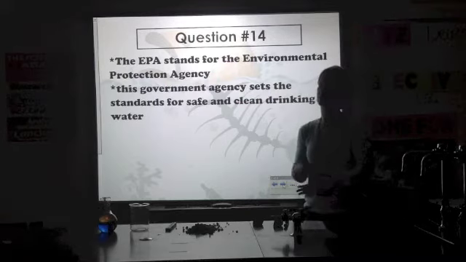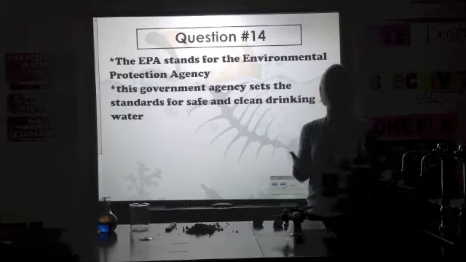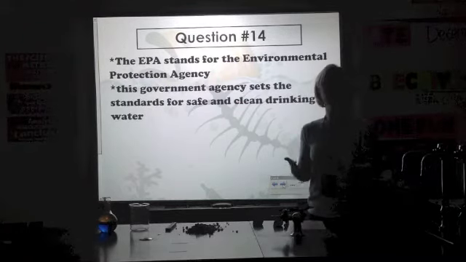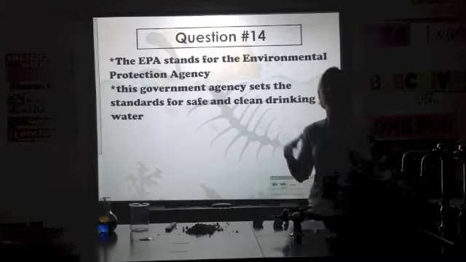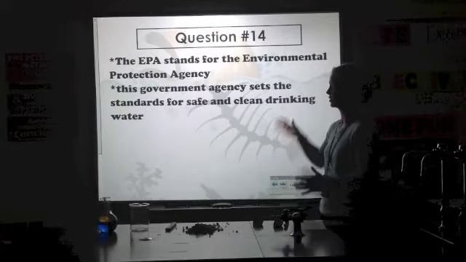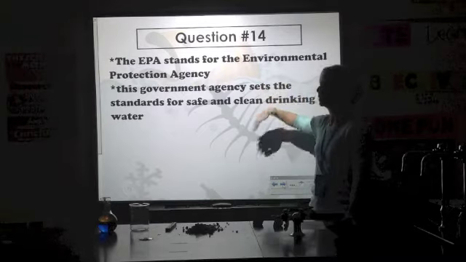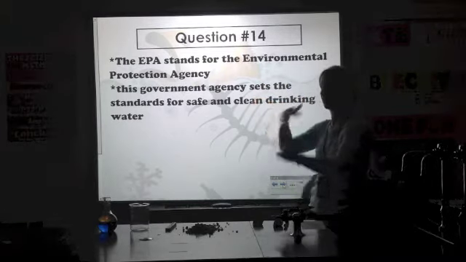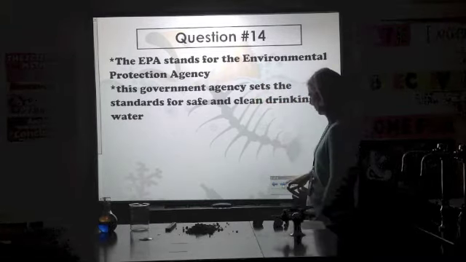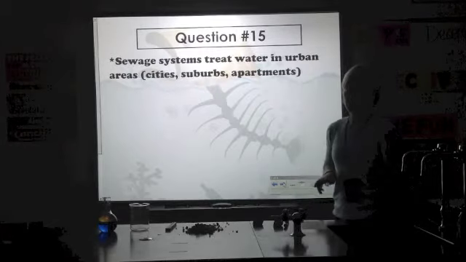So there is an appropriate amount of stuff that can be found in our tap water. But beyond that level, it's not appropriate and that water is going to have to be treated. So they set a standard that says this is how much stuff can be in there. If it's beyond this, it gets treated.